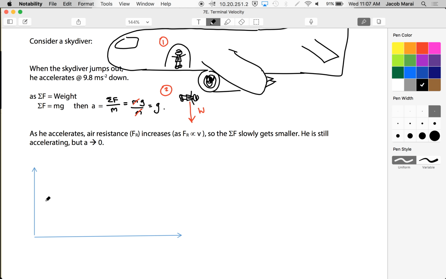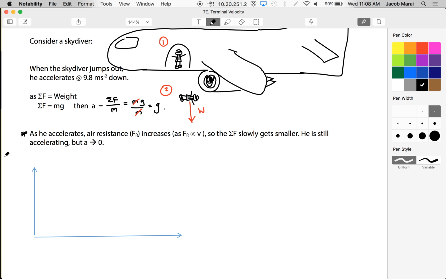However, this is the next statement that I want you to consider. As he gets faster, he's moving through a fluid that contains matter, and matter has inertia. You've got to push it out of the way. To push it out of the way, you've got to exert an action force. And Newton's third law says that there would be a reaction force in the opposing direction. So not only does he push the air downwards, the air pushes him upwards. And that upwards force is called air resistance.